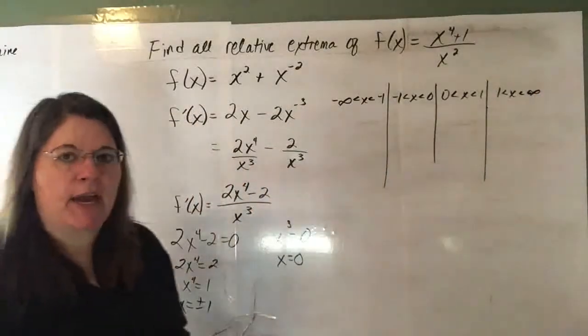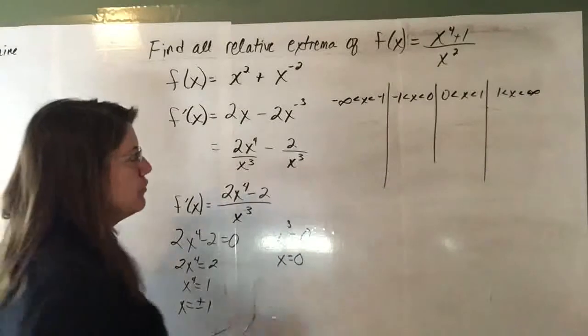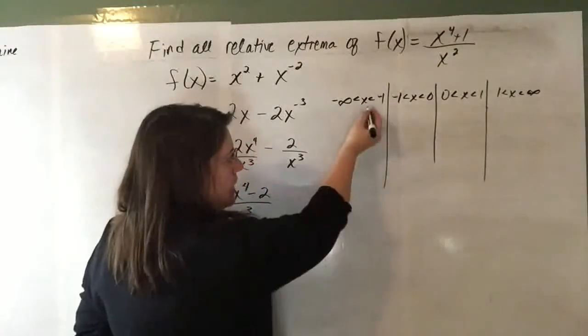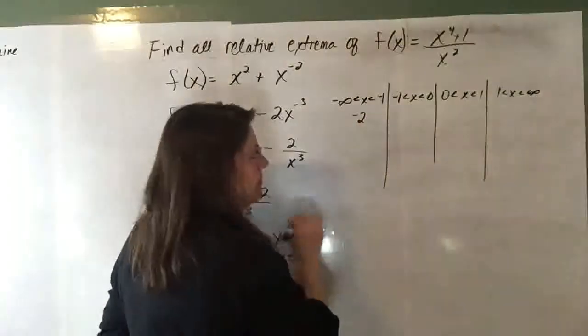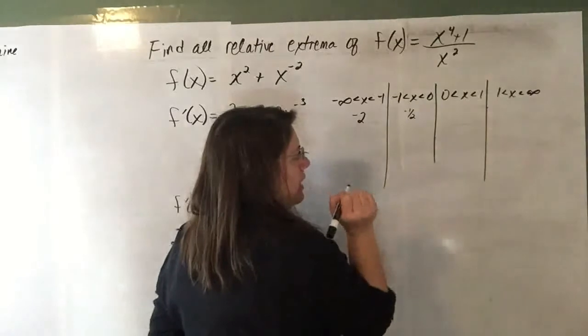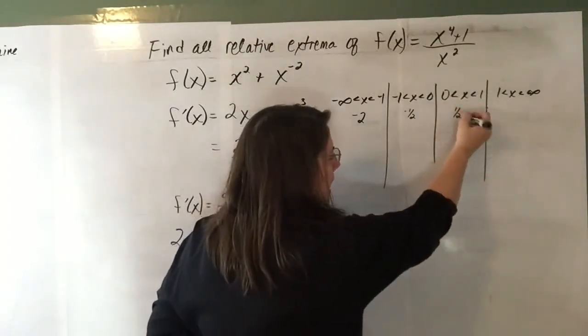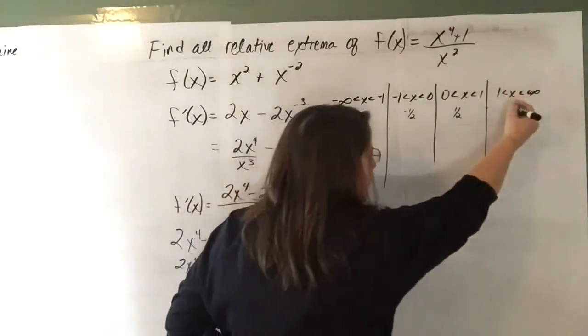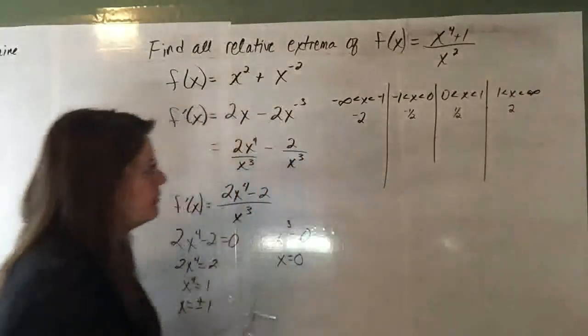I'm going to pick a value within each of those intervals to plug into my f prime function. So here I'm going to choose -2, and I just try to choose the simplest numbers I can think of. Here I'm going to do -1/2, here 1/2, and of course you could put -0.5 and 0.5, that's fine. And here I'm going to use a value of 2.